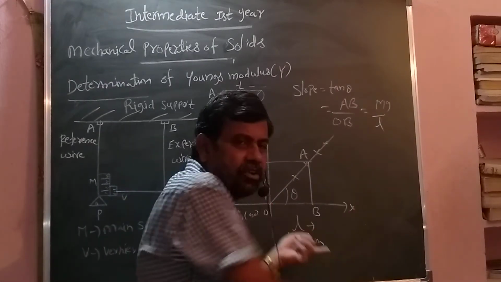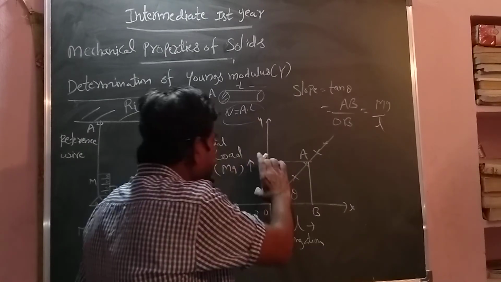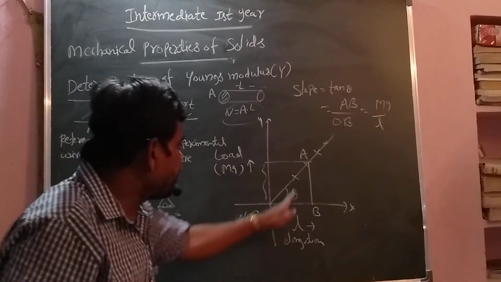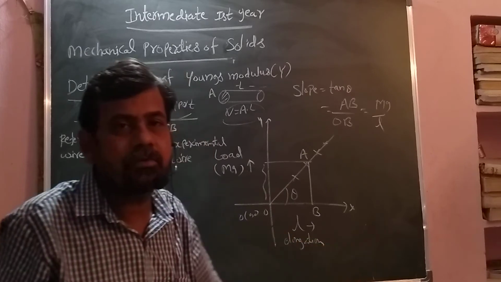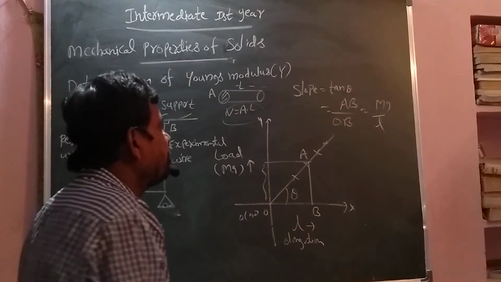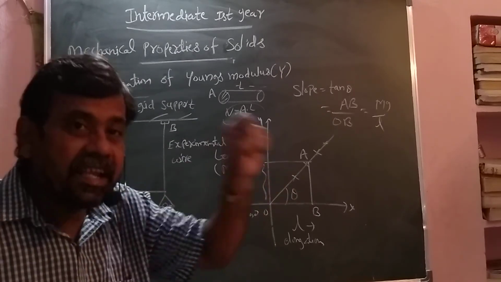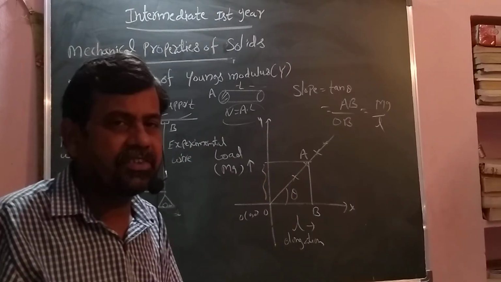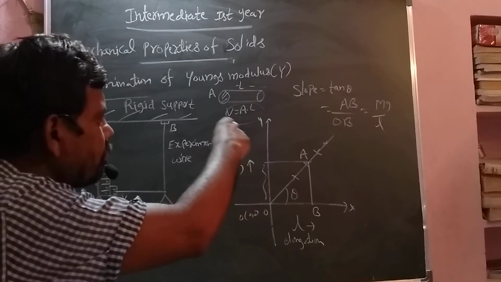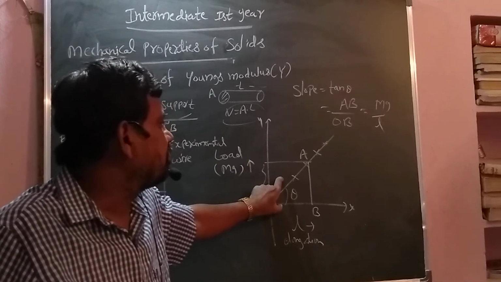That is important. So slope equals mg by L. The mg by L value we measure directly from the slope. That is the importance. mg by L is the slope. I am finding the slope value, which is simply equal to the total mg by L value. So the mg by L value I have found. That is the slope.